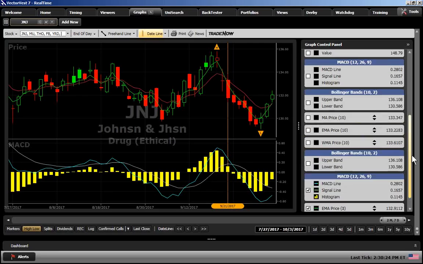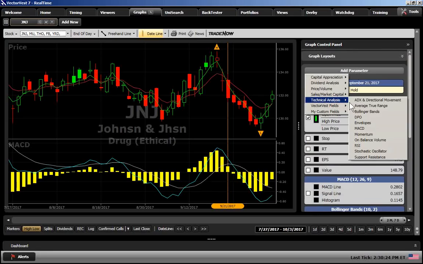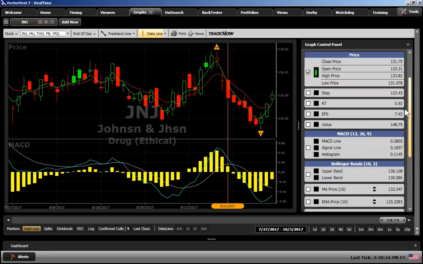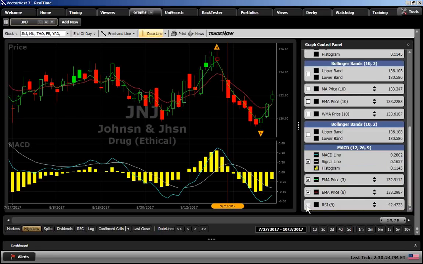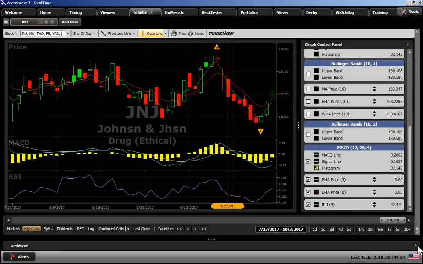How about finding if a stock is overbought or oversold? We'll click on Add Parameter. We'll go down to Technical Analysis. And a great one to see if a stock is overbought or oversold is RSI. That has levels. We could put RSI 9. That has levels between 30 and 70. When it's below the level of 30, the stock is considered to be oversold, and when it's above the level of 70, the stock is considered to be overbought. And that's going to really help you when the stock is moving sideways.